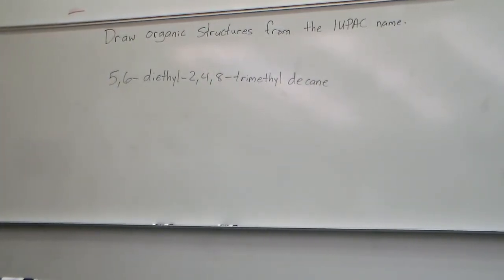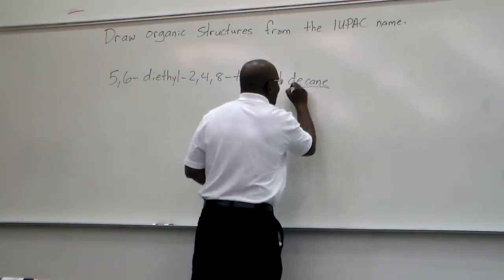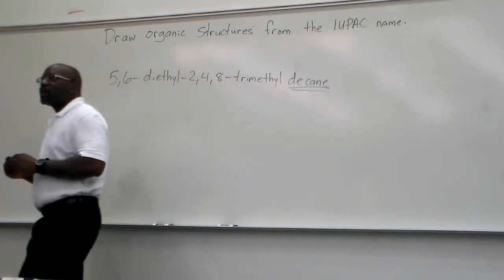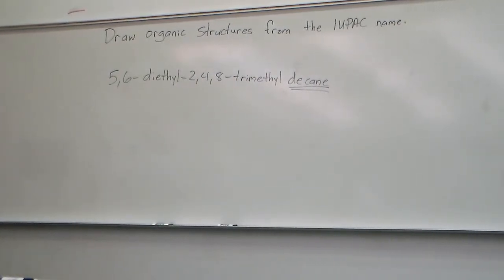The first thing we need to do before I draw the molecule is find out the longest carbon chain. The longest carbon chain, which is the parent name, comes from the back of the molecule. The first thing you do is look at the back, you get the molecule decane. What does decane tell you? You got 10 carbon atoms, what type of bonds? Single bonds.